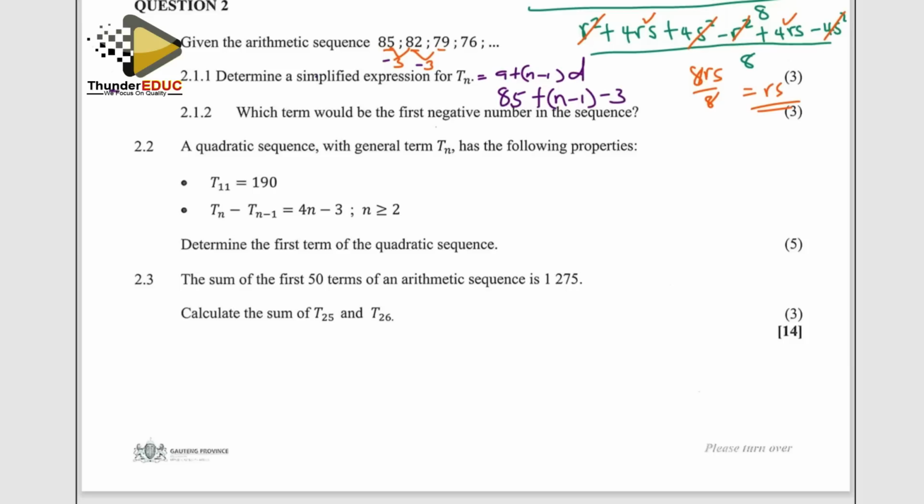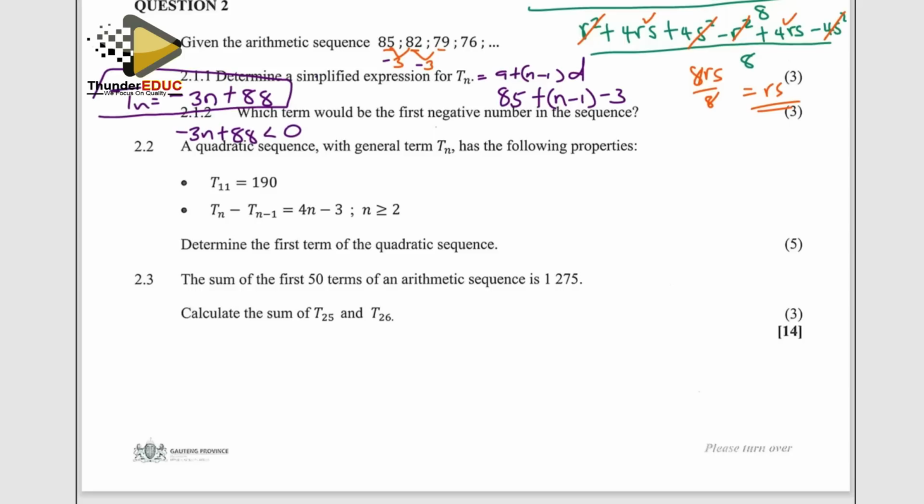Okay, when I simplify that, I'm going to have negative 3n plus 3 plus that, which means it's plus 88. So this is my 2.1.1. And then which term would be the first negative number? So I'll get this negative 3n plus 88.